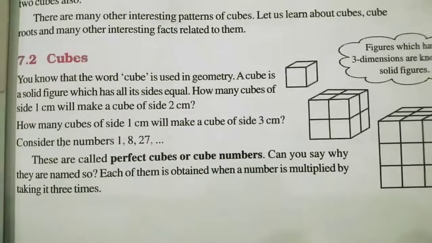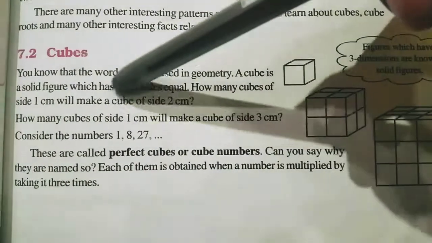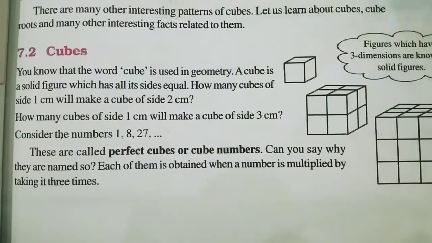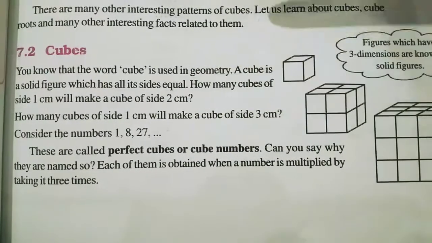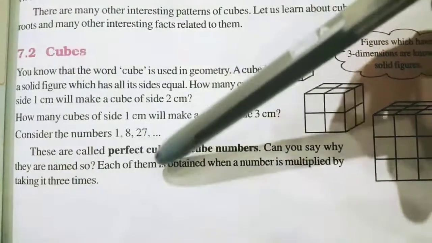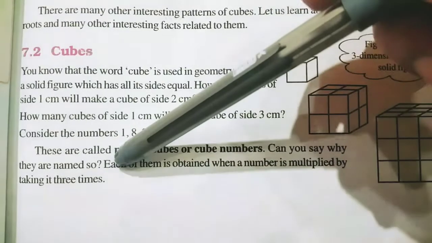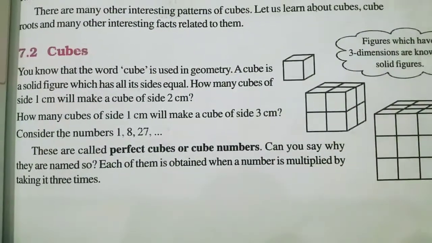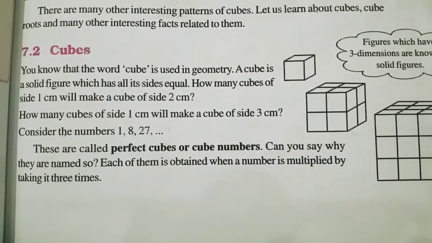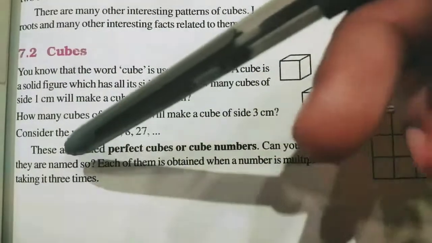So this is a general term, cube, that means having 3 sides. Consider the numbers 1, 8, 27. These are called perfect cubes or cube numbers. Like perfect squares you have learned, here also perfect cubes are there. Can you say why they are named so? Because each of them is obtained when a number is multiplied by taking it 3 times. So this is the main line: cube means when a number is multiplied 3 times, that becomes a cube.